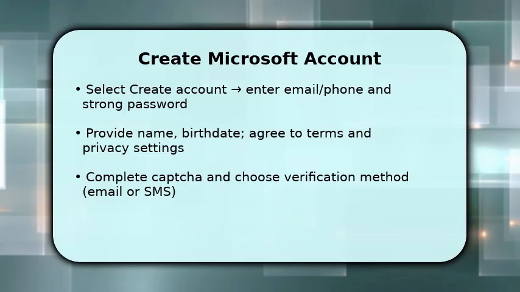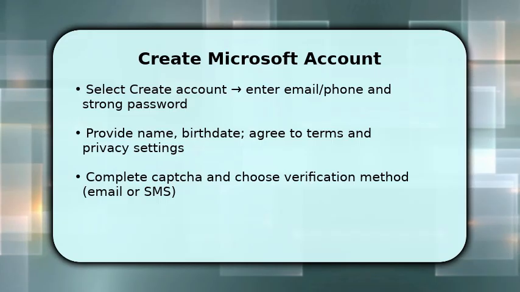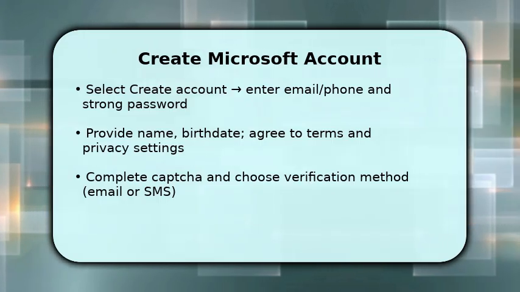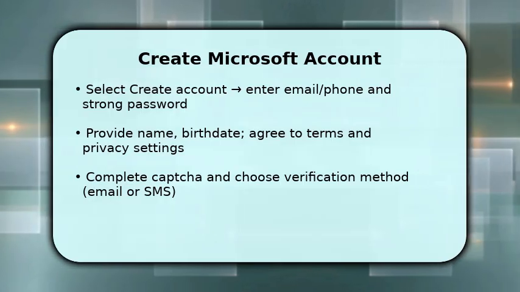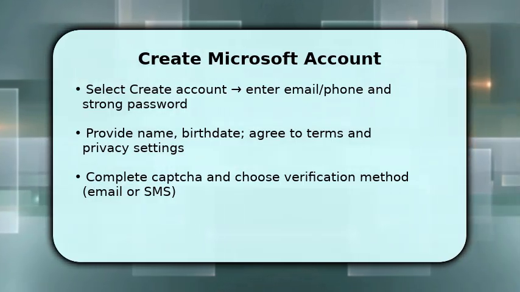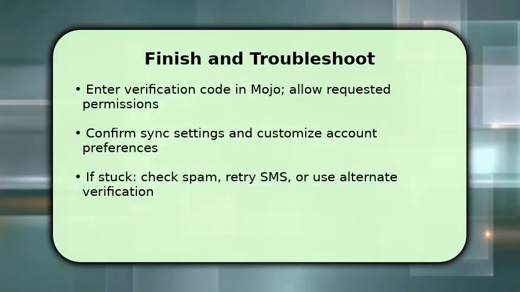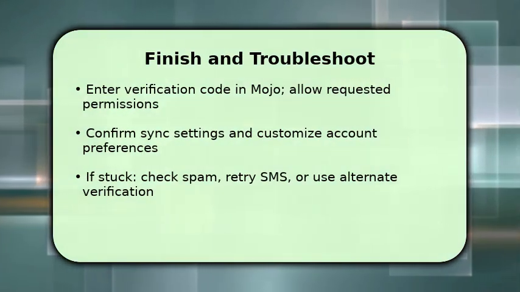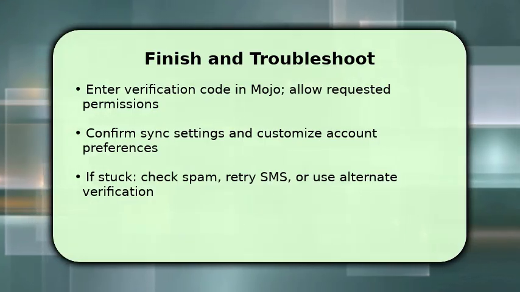Next, complete the CAPTCHA to prove you're human. This prevents automated sign-ups. Finally, pick email or SMS verification. Microsoft will send a code, and you'll need to enter it to confirm identity before Mojo can finish linking. Once you receive the verification code, enter it into Mojo and allow the permissions it asks for so the Microsoft account can sync contacts, calendar, and settings.